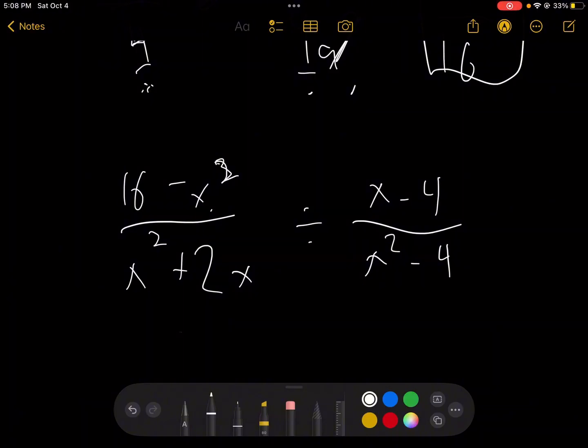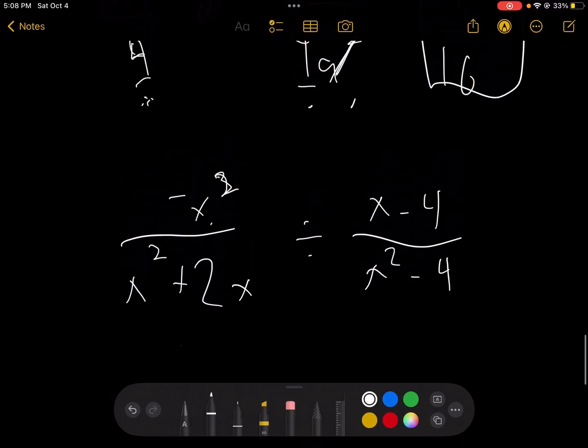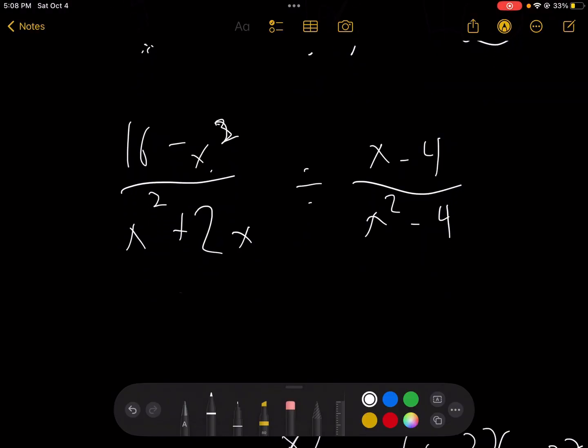Remember, you still have to do KCF first. I know it's just repeating, but that's how it works. So we just write 16. Okay, that's our equation. Now KCF 16 minus x squared over x squared plus 2x.